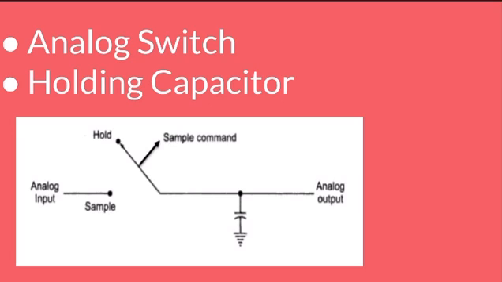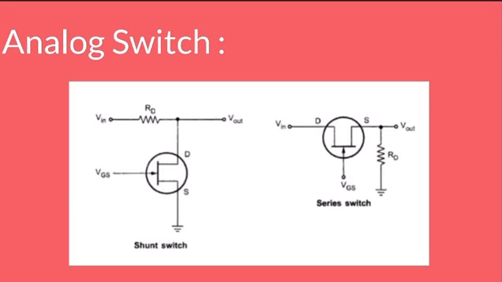Here the circuit tracks the input analog signal until the sample command is changed to the hold command. After the hold command, the capacitor holds the analog voltage during the analog to digital conversion. Now let us discuss this analog switch. Any FET, like a JFET or MOSFET, can be used as an analog switch. Let us discuss the JFET. The gate source voltage VGS is responsible for the switching of this JFET.